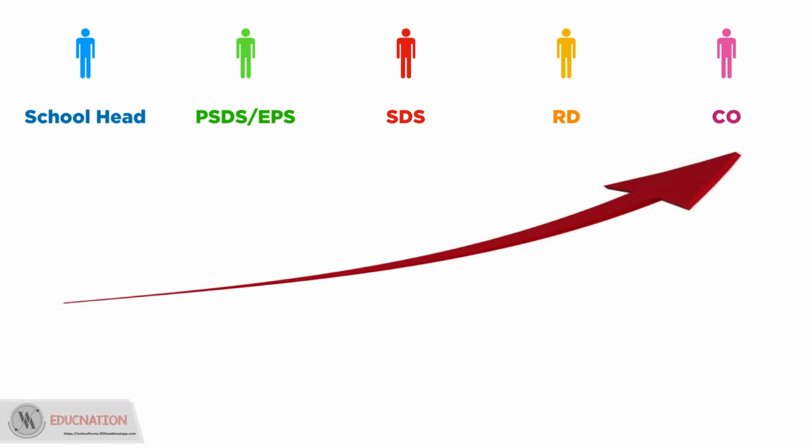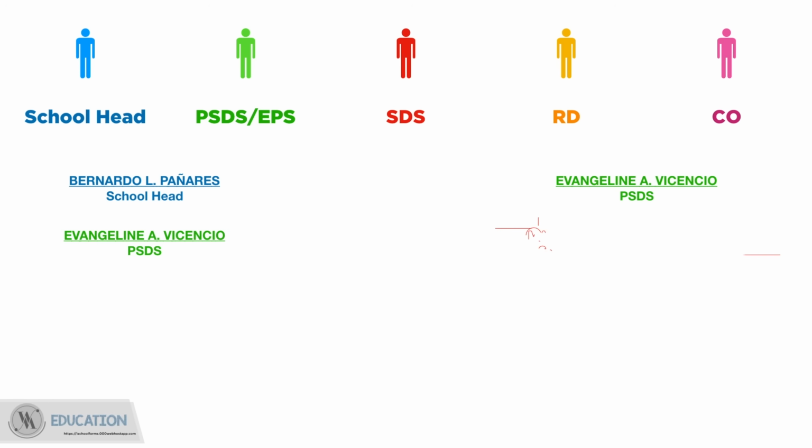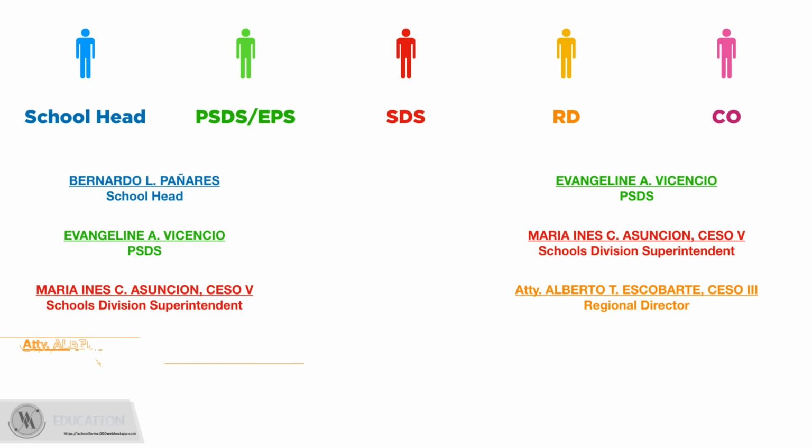So for example, the signatories are lined horizontally across the page. The position which has the lower rank will be in the leftmost part of the document, such as school principal on the left, PSDS on the right, PSDS on the left, SDS on the right, SDS on the left, regional director on the right, regional director on the left, and the central office will always be on the right.